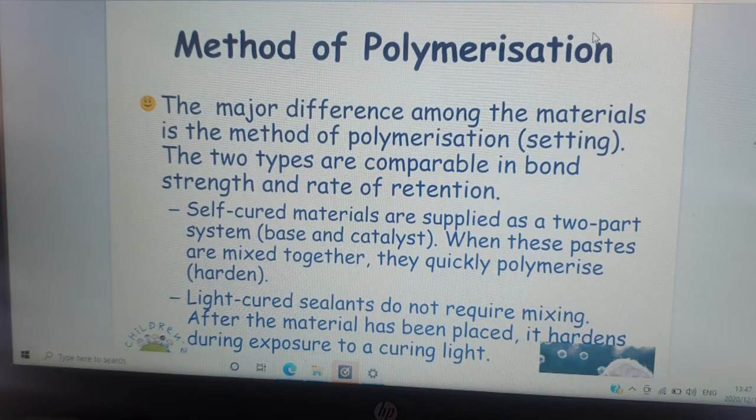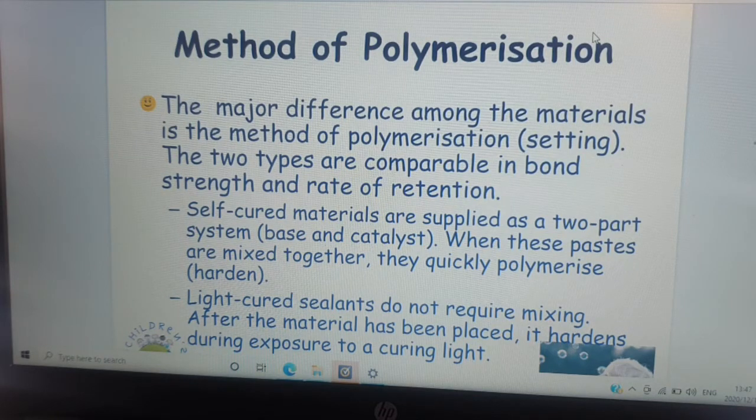So the chemically cured one, the one that has a two-part system being a base and a catalyst, is also known as self-curing or autopolymerization. It consists of a base and a catalyst, as I had mentioned before, and then when the two are mixed together, they chemically react and polymerize within about a minute's time.